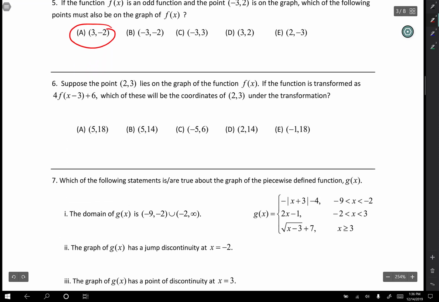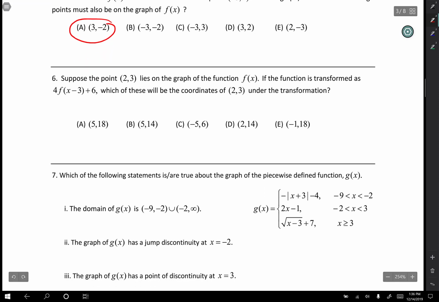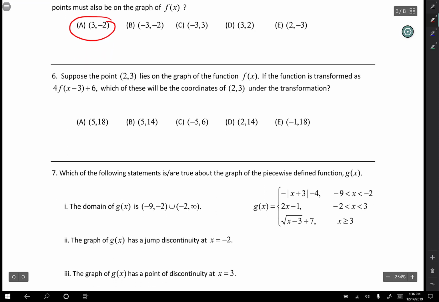Suppose that the point (2, 3) lies on the graph of the function f(x). If the function is transformed to 4f(x - 3) + 6, which of these will be the coordinates of (2, 3) under the transformation? The first transformation I do, guys, is always the x coordinate. So the x minus 3 portion is telling you that you're moving 3 to the right. If I move 3 to the right, 2 plus 3 is 5. So I'm looking for my x coordinate to be 5. That one has a 5, that one has a 5, out, out, out.